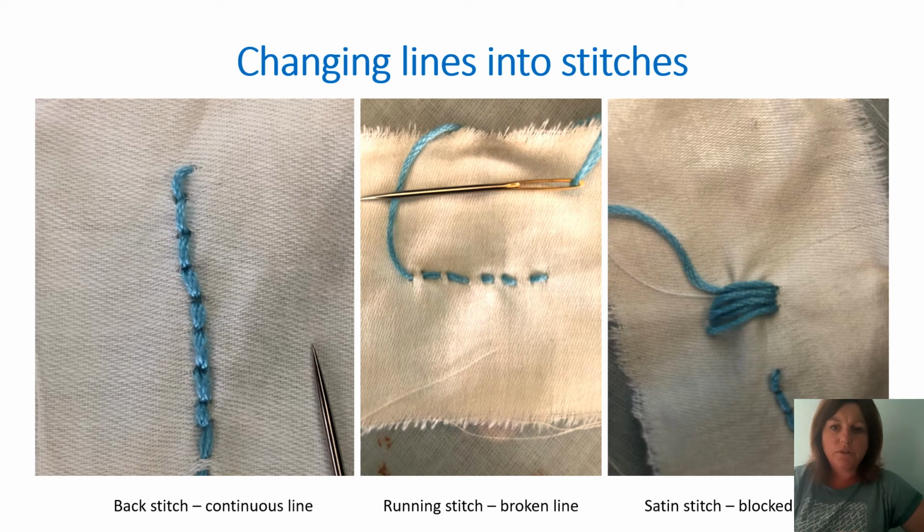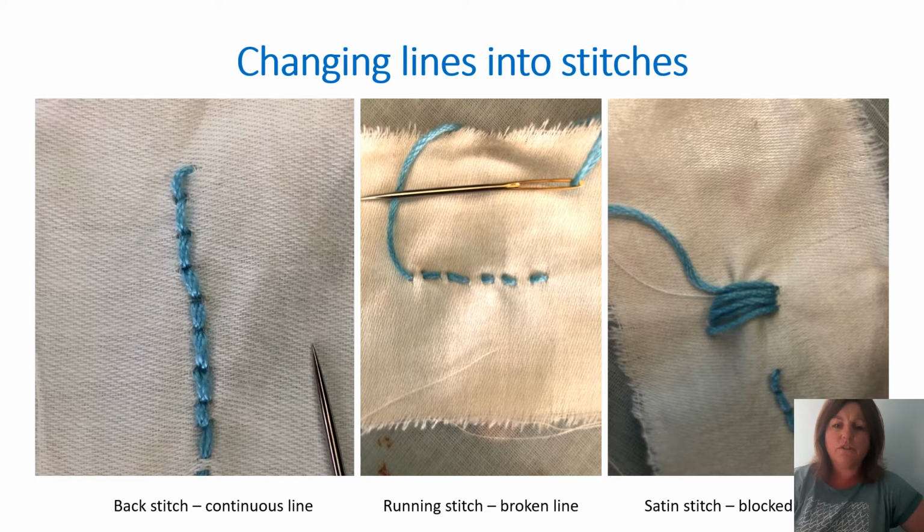Okay, so this is what I would do to change line into stitching. Back stitch is a fairly simple stitch to learn, and I will add a video tutorial for you to have a look at to see how to do that. And it's great for continuous lines, and not only can you have it straight, it can curve and it can overlap. You can get circles with it, so you can get some really, really interesting stitches.